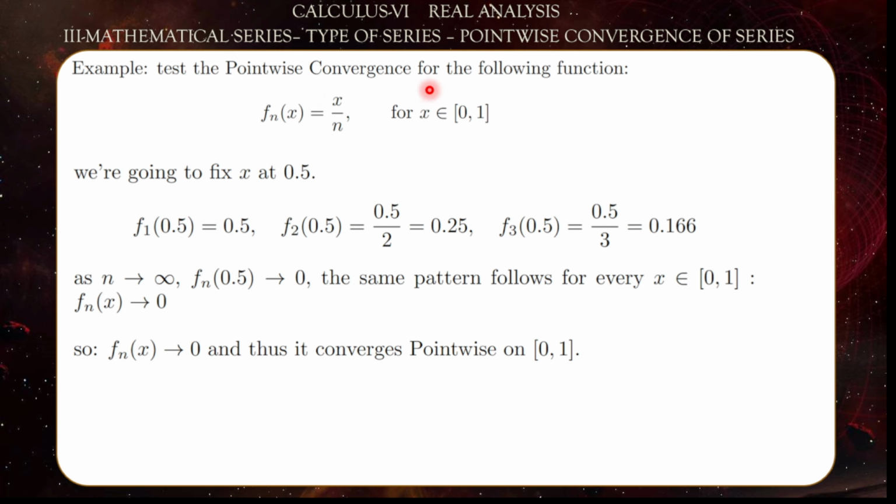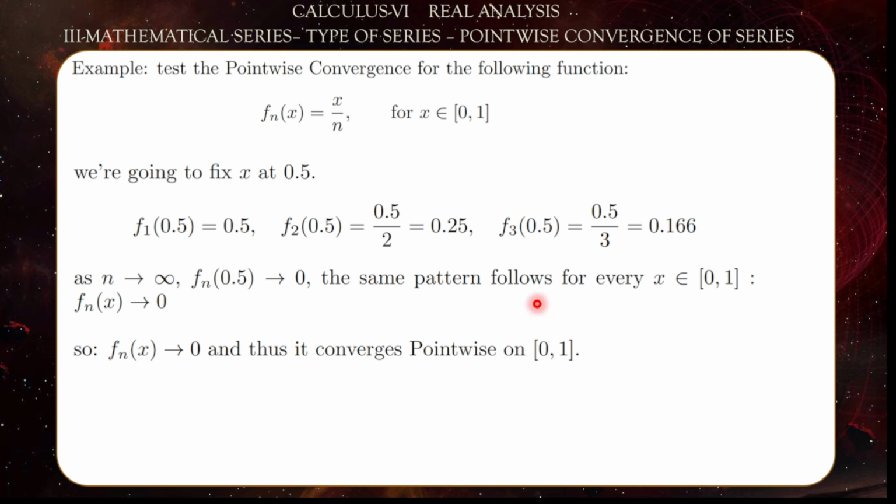Example: test the pointwise convergence for the following function, fn(x) equals x divided by n, for x within the interval 0, 1. We're going to fix x at 0.5. So f1(0.5), which means n equals 1, is equal to 0.5, f2(0.5) is equal to 0.25, which is 0.5 divided by 2, f3(0.5) equals 0.5 divided by 3, or 0.166. So we notice as n approaches infinity, fn(0.5) approaches 0.